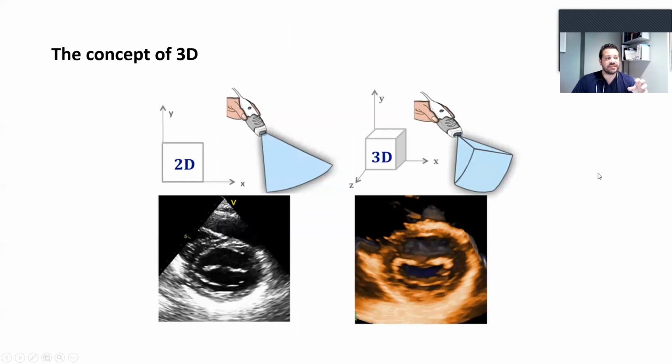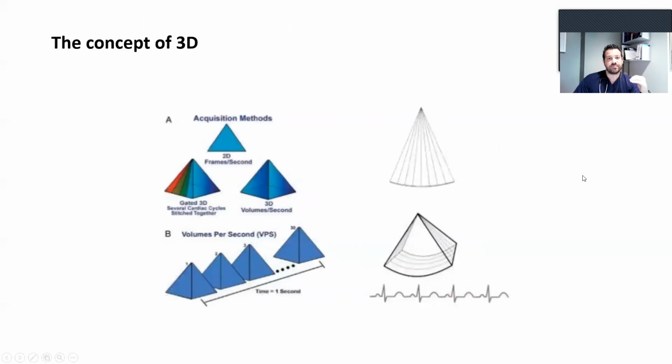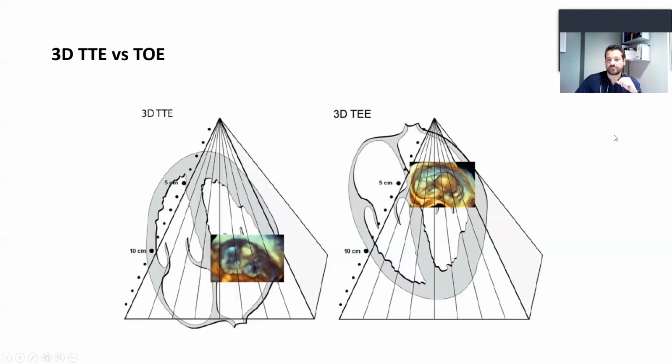The concept of 3D is to move away from the surface and go into volume, as you can see in these images. And it's very important to have a nice ECG gating because we want to stitch volumes from different cardiac cycles.